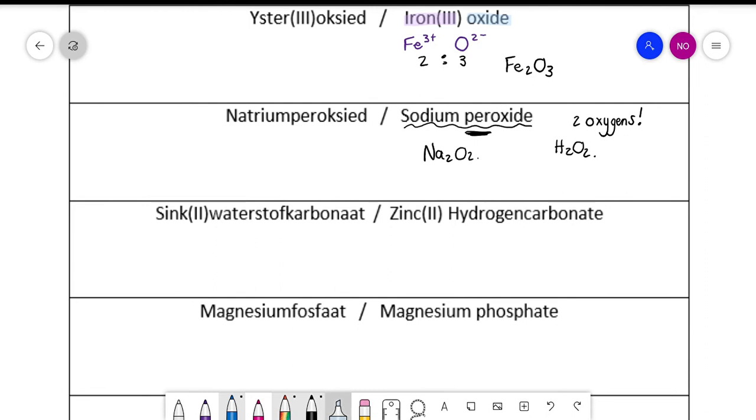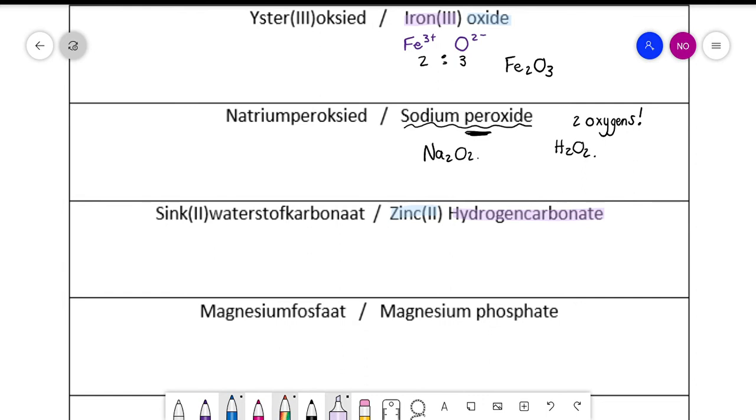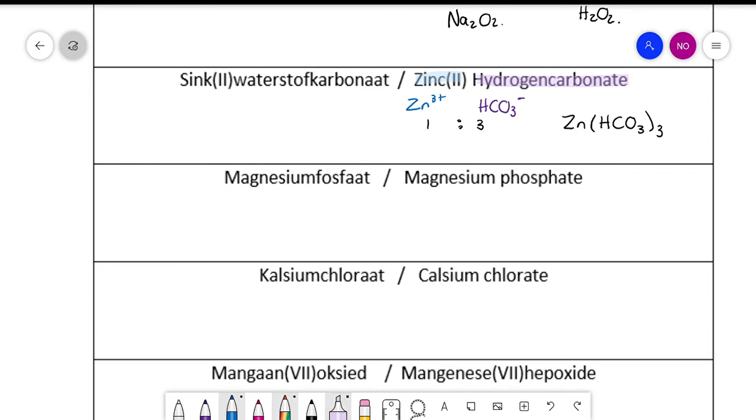Okay, goed. Dan zinc waterstofcarbonaat. These aren't one of the ones that you had to study, but you do need to be able to go look for it in your book for me, please. Zn 3. And hydrogen carbonate. Basically, it's just a carbonate with a hydrogen added to it. En hy het 'n -1 lading. So ons is 1 tot 3. So when I write it, it has only 1 zinc. And then because this is a polyatomic ion, I put it in a bracket and I put 3 outside.